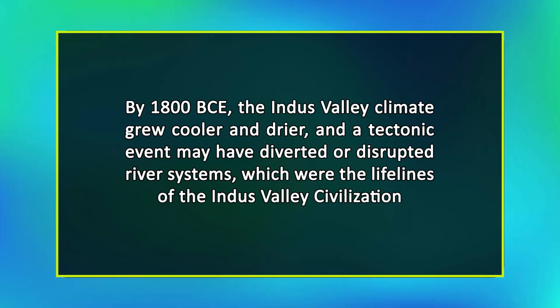The main agricultural season in the Indus region was the Rabi or winter cropping season. The floodplains were ready for agricultural activity from September onwards and were intensely used for raising rabi crops. By 1800 BCE, the Indus Valley climate grew cooler and drier, and a tectonic event may have diverted or disrupted river systems, which were the lifelines of the Indus Valley civilization.